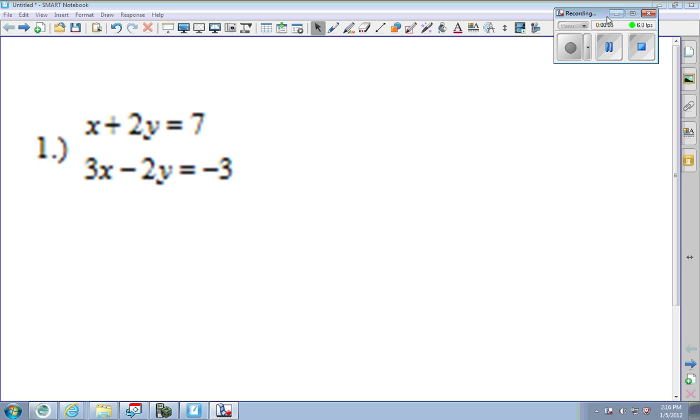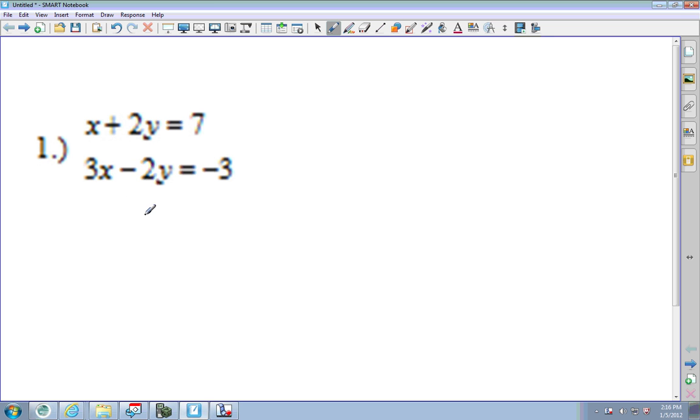This goes along with linear combination worksheet A. And what this is talking about is solving systems of equations by elimination or linear combination. So what we're going to do, we've got two of these equations right here, and they're in standard form. We're trying to find the solution to the system, which is an ordered pair. So we need to find the x and the y.